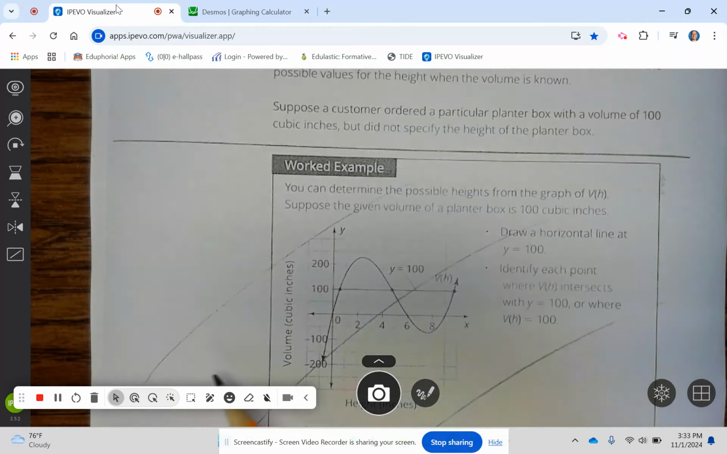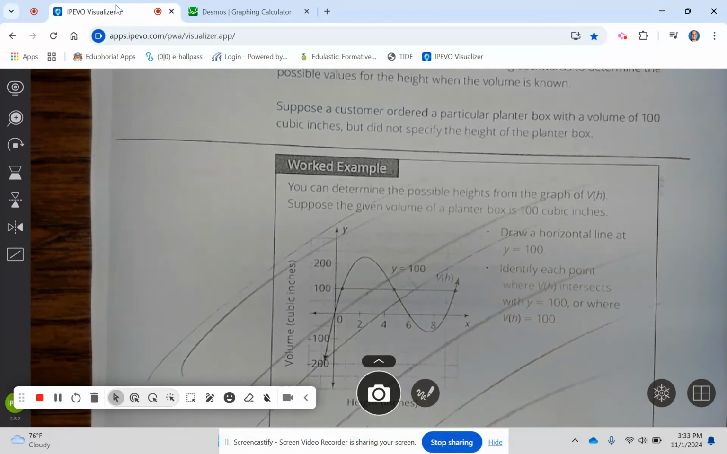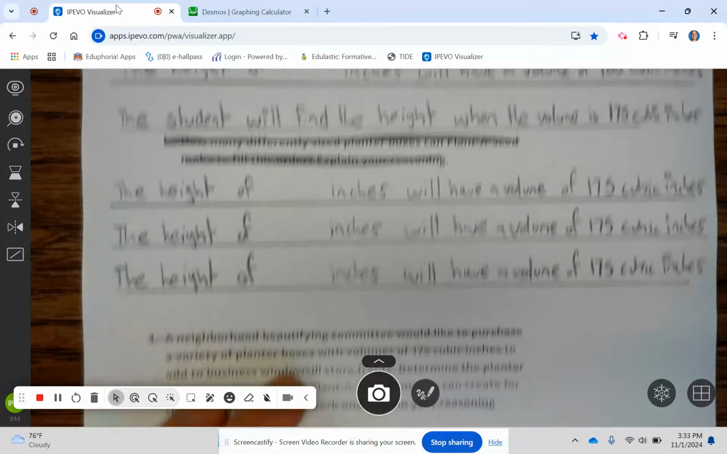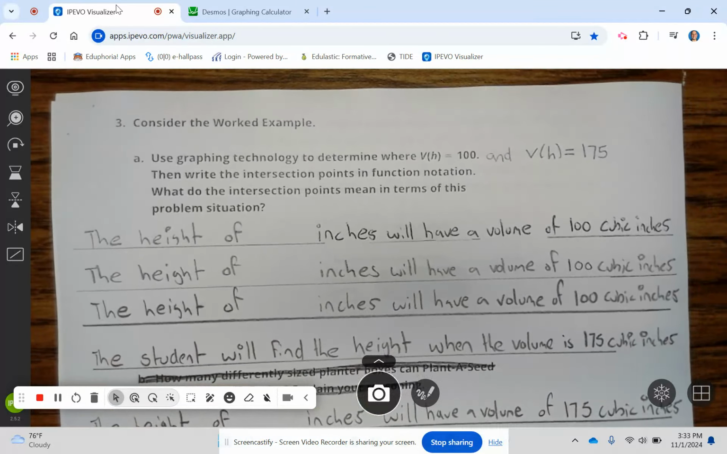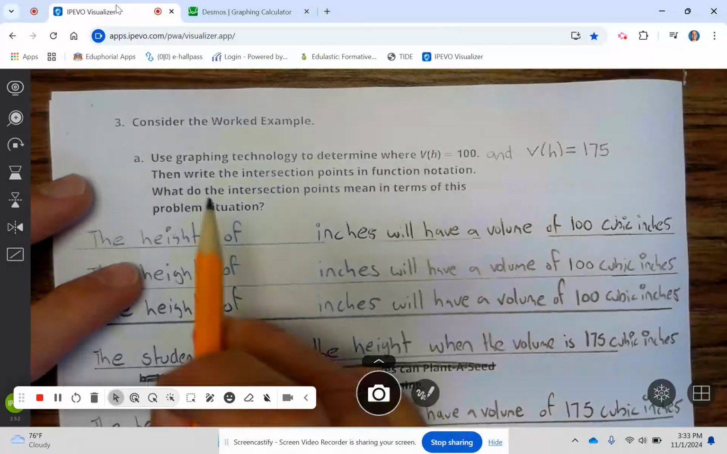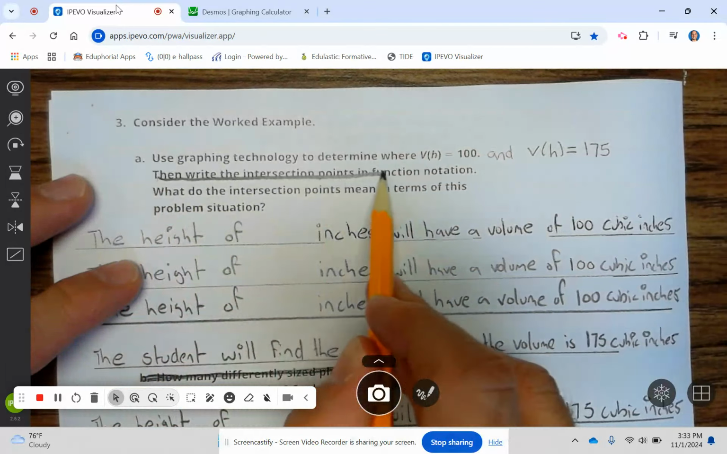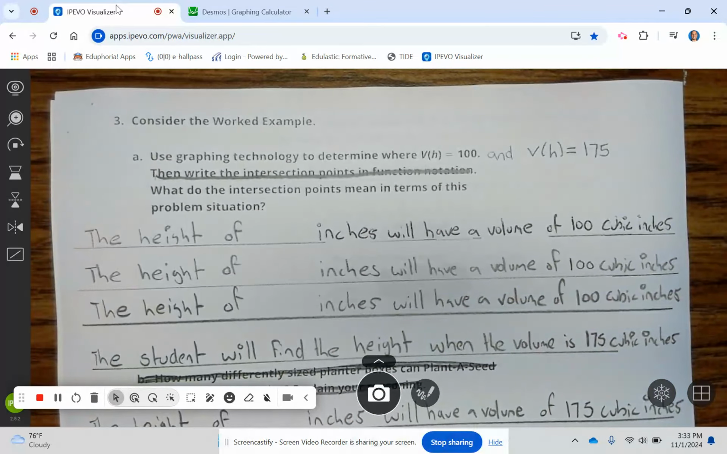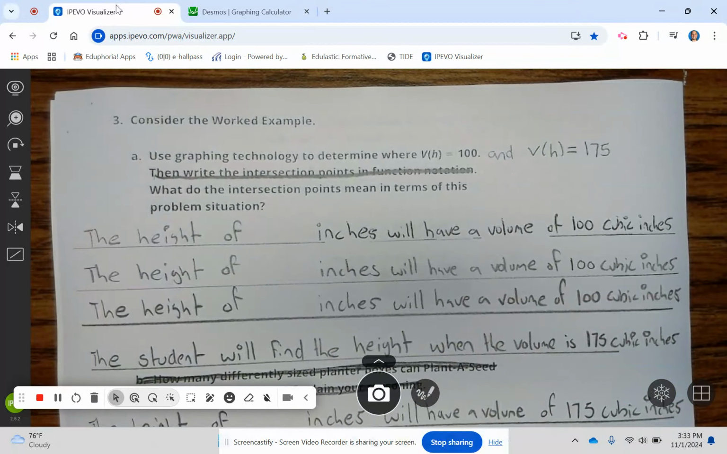Go ahead and mark out the worked example. Let's take a look at 3. Consider the worked example. A. Use graphing technology to determine where V(h) = 100 and V(h) = 175. Then write the intersection points in terms of this problem situation.